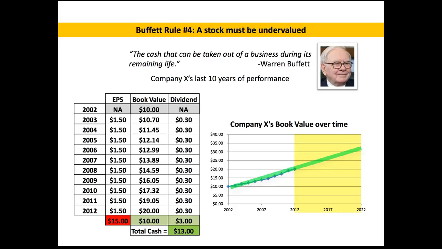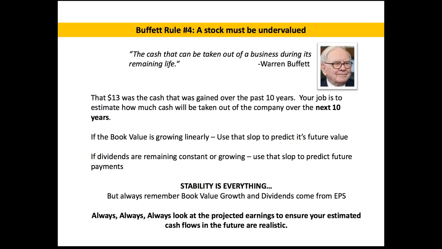We can also assume, and this is the assumption you have to make whenever you're trying to estimate how much cash can be taken out of this business for its remaining life, which we're doing for an additional 10 years, that the dividend is going to remain constant at 30 cents a year. That $13 was the cash that was gained over the past 10 years, but your job is to estimate how much cash will be taken out of the company over the next 10 years.